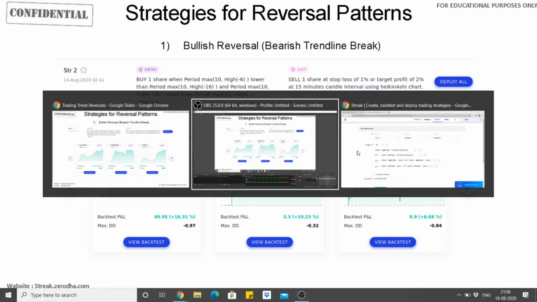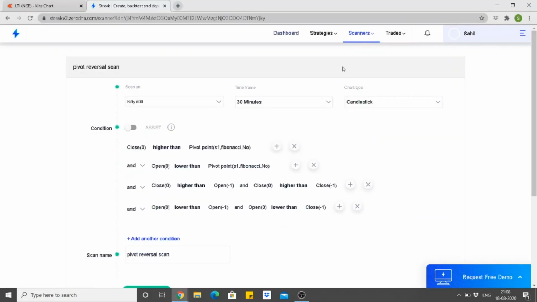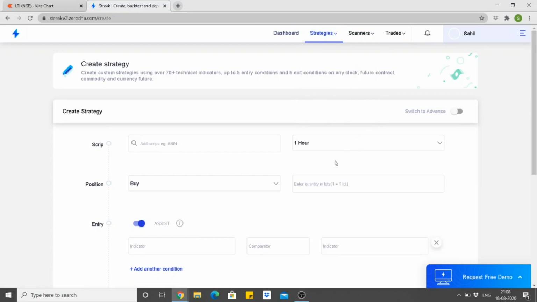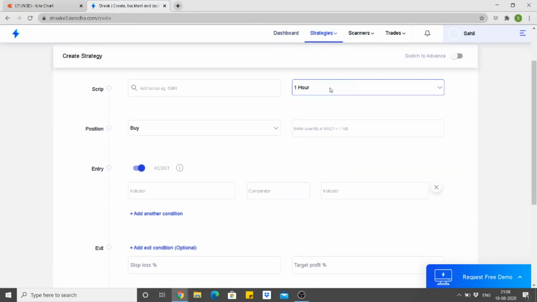So let's head right to Streak and create the strategy. Head to the create strategy section, wherein we are going to be setting the time frame as 15 minutes. I will be inputting the quantity as 100. Now, since we are looking for a bullish reversal, we expect the price to be in an uptrend, which is why we are using a buy position over here.